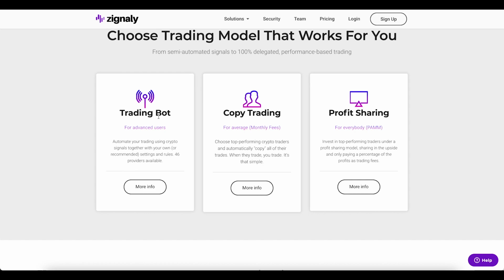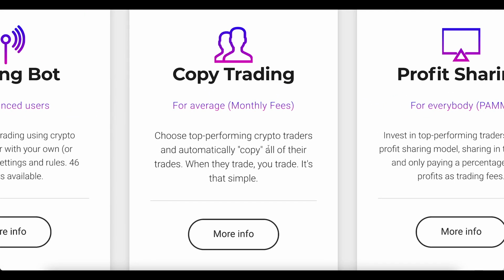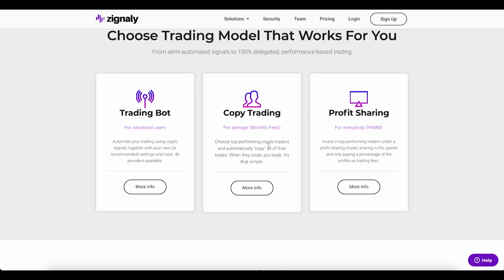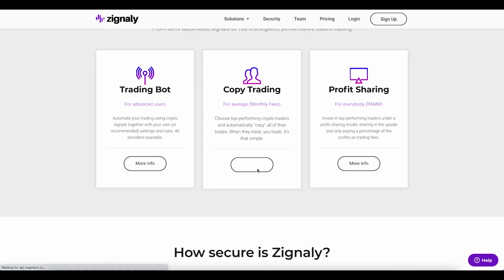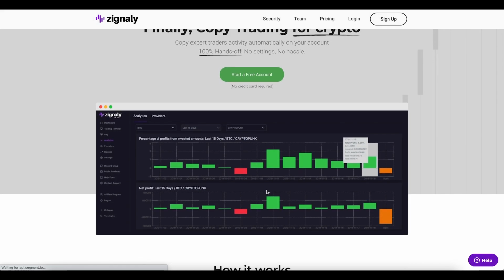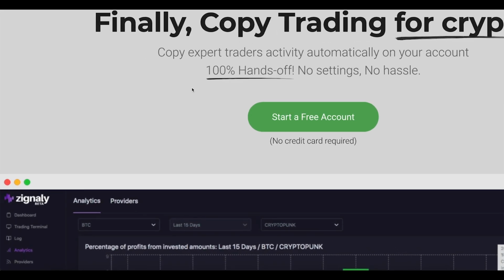So you can do trading. You can set the buy limits, the sell limits, and the computer is going to do that automatically for you. Okay, copy trading is one of the best features of Zignaly. I think this is the heart and soul of this project right there, and I think it's something that is very attractive for a beginner. And then we have profit sharing as well. Of course, you can learn more info, but what I want to tell you about is the copy trading. So I'm just going to click on copy trading right there.